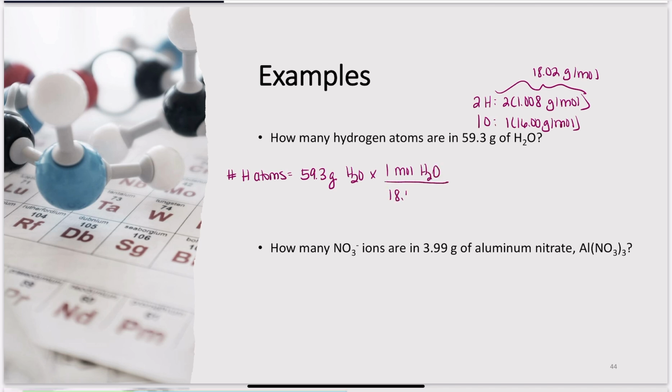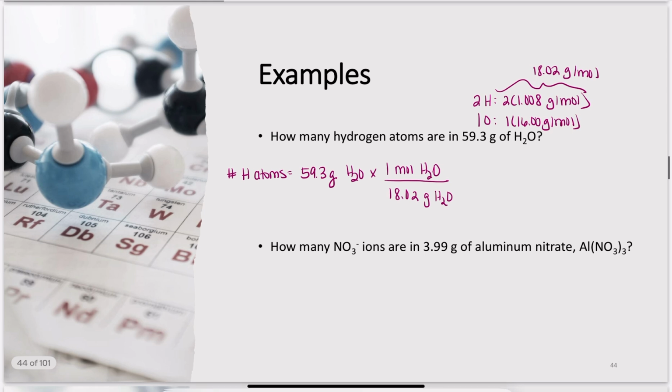1 mole of H2O is 18.02 grams of H2O. Now that I've got moles of water, I can convert to moles of hydrogen because the formula gives me the ratio, the mole ratio I need. I see that I have 2 moles of hydrogen for every 1 mole of water. Now I have moles of hydrogen, and now I can use Avogadro's number because I know that for every 1 mole of something, I have 6.022 times 10 to the 23rd of that thing.